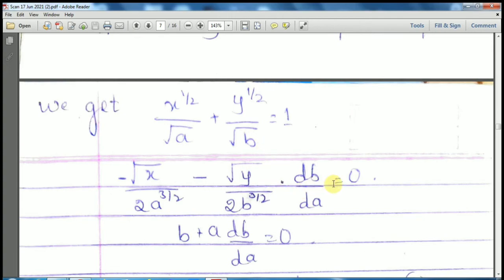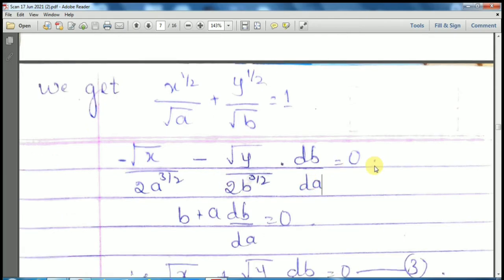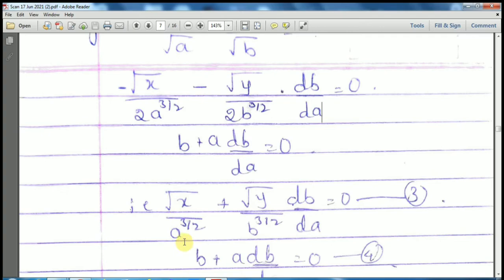But we need to differentiate with respect to a, which implies b is a function of a, that we are taking. Therefore, applying the chain rule, we get db by da like this. Simplifying, we get root x by a raised to 3 by 2 plus root y by b raised to 3 by 2 into db by da equal to 0 from this equation.